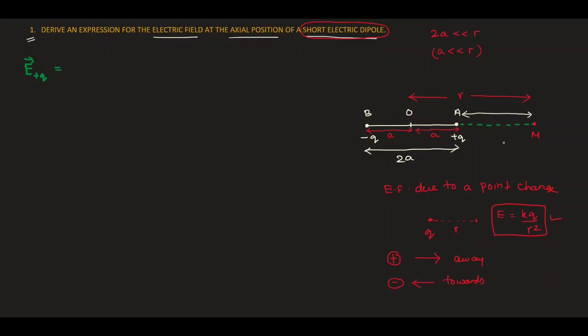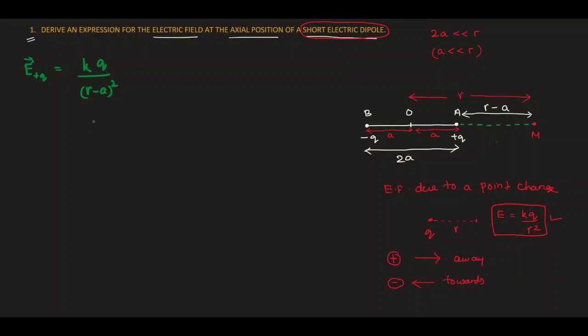So from the diagram you can see that the distance from A to M will be r minus a, because O to M is r, O to A is a, so A to M will be r minus a. So what is the formula? The formula is k into magnitude of charge, which is q, divided by distance square. The distance is r minus a, so I'll write r minus a whole square. Okay, so this is the magnitude part.